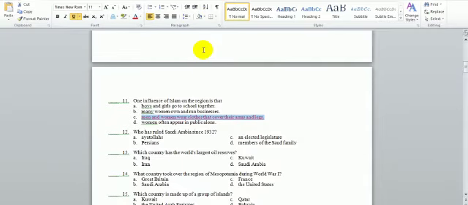I will remind you who ruled till that time, 1932. Of course, since 1932 till today, members of the Saudi family are ruling Saudi Arabia. Number 13. Which country has the world's largest oil reserves?